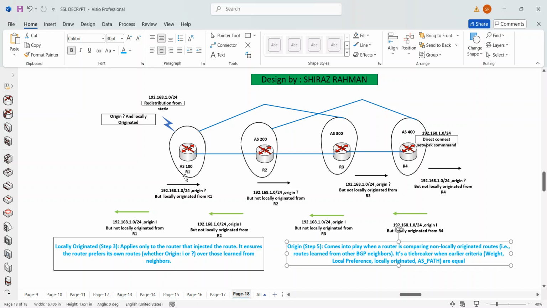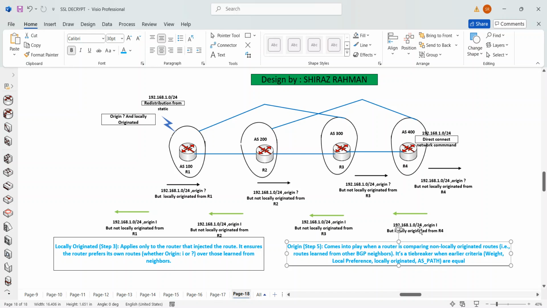If the same route is redistributed on router R1 with the static command, then what is the origin? The origin would be a question mark, because that is redistribution. But is it locally originated on R1? Yes, that is locally originated. So the routes on both R1 and R4 are locally originated, but the origin is different. In R1 the origin is question mark, and in R4 the origin is I.